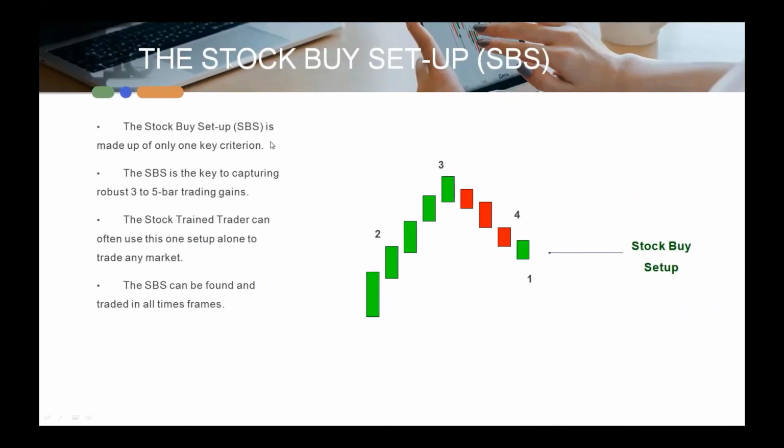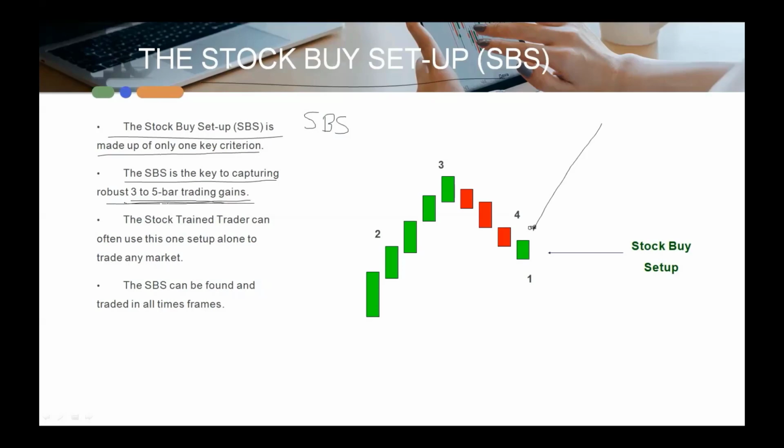Okay, so there's going to be a couple of things that we need to be looking for. And what are those things? This is the abbreviation, stock buy setup. The stock buy setup is made up of only one key criterion, and it is the key to capturing robust 3 to 5 bar gains. Typically once you get that positive COG, you'll have what's called a flush out into new highs. That's basically what this is saying.